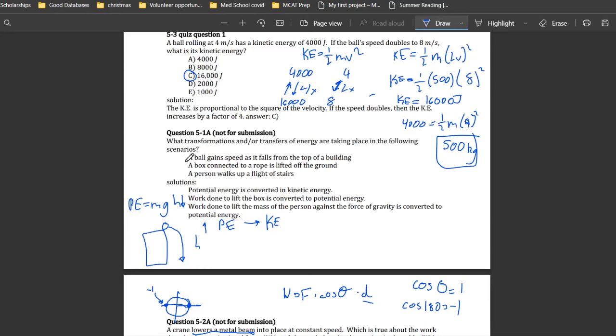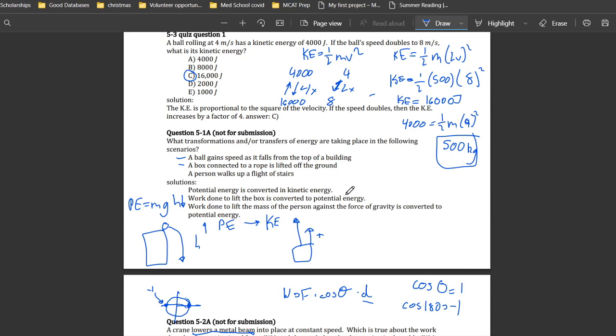So now, our second one. A box connected to a rope is lifted off the ground. So we can see that the direction of motion is upward, and the force is upward as well. So the work done is positive, just to recall some of the stuff we've mentioned earlier in this lecture.